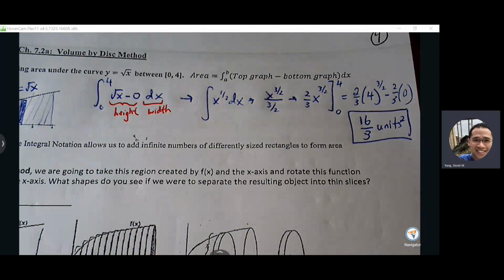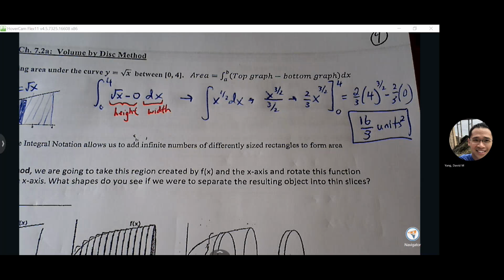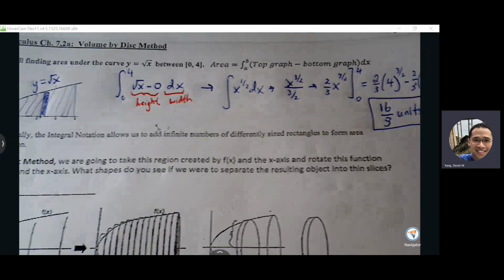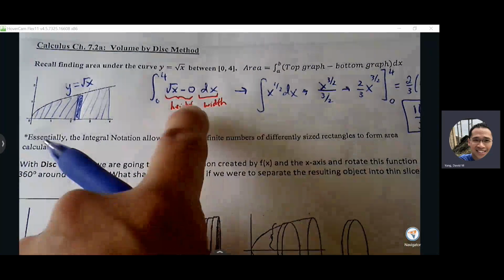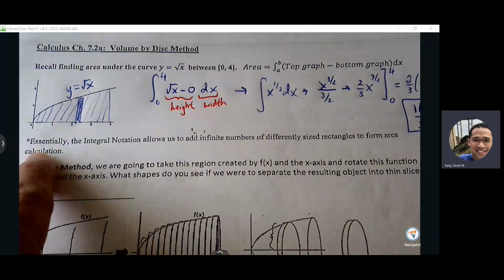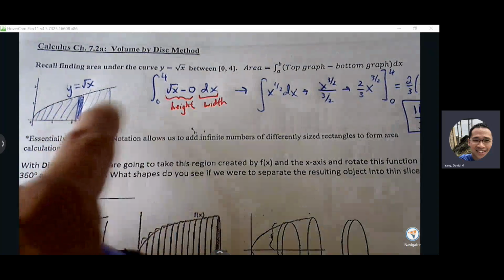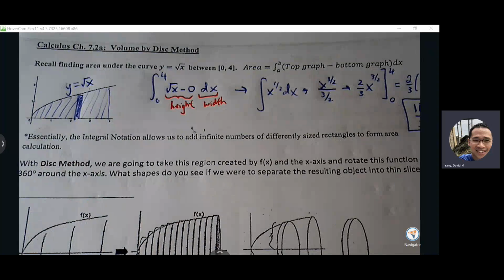Right, so I wanted to make sure that we have this background set, that we understand this concept, because we're going to take this area and extend it into a three-dimensional object. Everybody good so far? Okay. Now, we're going to take the same shape. Okay. So hold on, let me reread this here. Essentially, the integral notation allows us to add infinite numbers of differently sized rectangles to form the area calculation. Okay, so you can imagine all these different size rectangles depending on the curve. As it moves higher, we get higher rectangles, but we don't have to worry about that. The formula takes care of it.